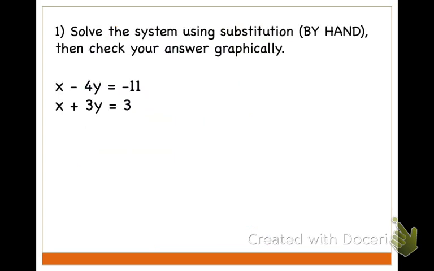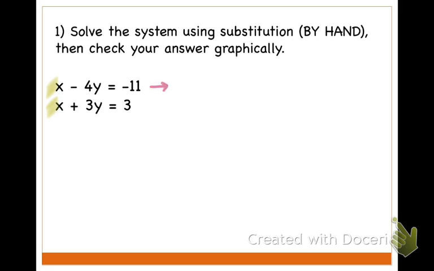So this first system here we're going to solve using substitution. And substitution works really well when you have a coefficient in one of your variables being 1. And we actually have that in both equations here. Both equations, the x has a coefficient of just being a 1 there. So it's easy for me to either solve the first equation for x or to solve the second equation for x and then substitute into the other one.